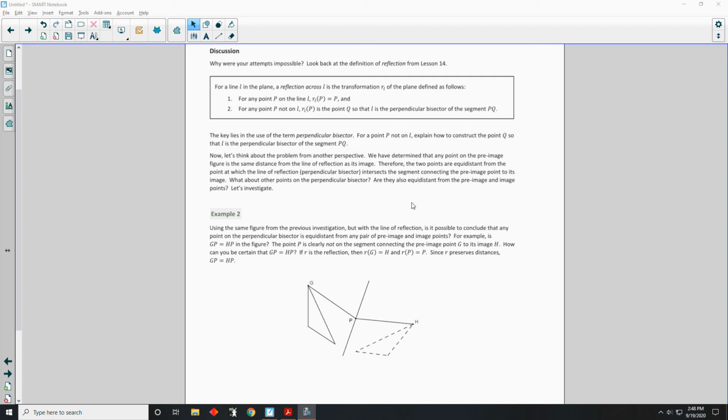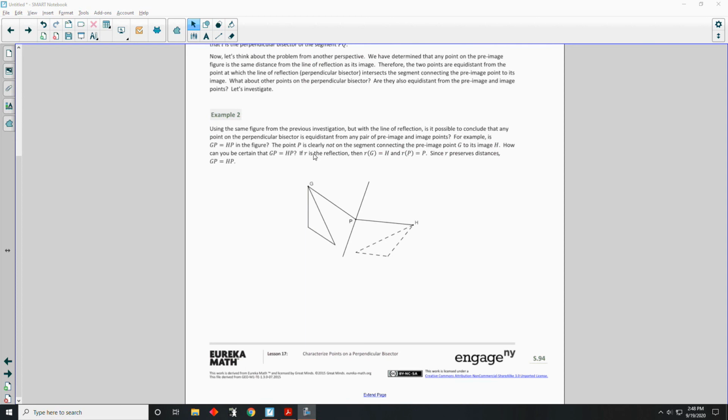What about other points on the perpendicular bisector? Are they also equidistant from the pre-image and image points? Let's investigate. So here's example 2. Using the same figure from the previous investigation, but with the line of reflection, is it possible to conclude that any point on the perpendicular bisector is equidistant from any pair of pre-image and image points, G and its image H? How can you be certain that GP equals HP?